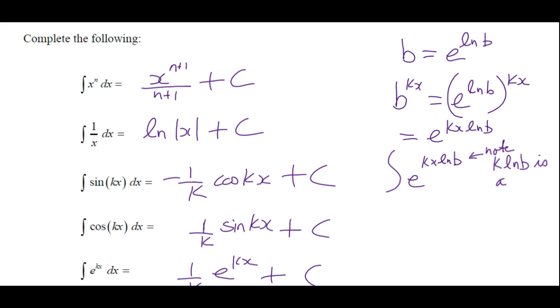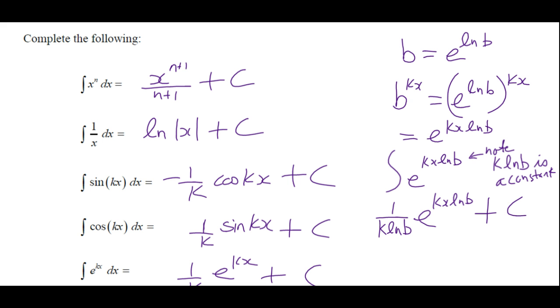What's k ln b? It's a constant, right? It's a number. It's got nothing to do with x. So k ln b is a constant. So the antiderivative is e to the kx ln b. If you take the derivative of this, you're going to get e to the kx ln b times the constant, which is k ln b. So we got to multiply by 1 over k ln b. Plus c.